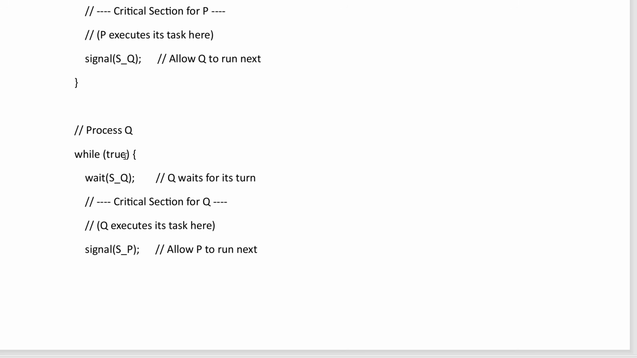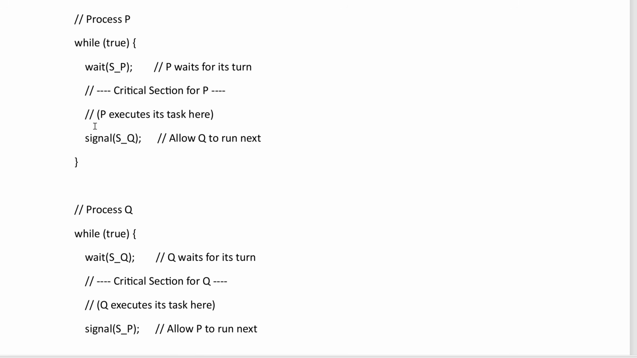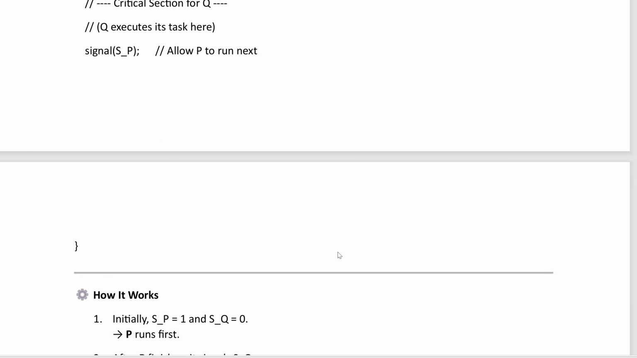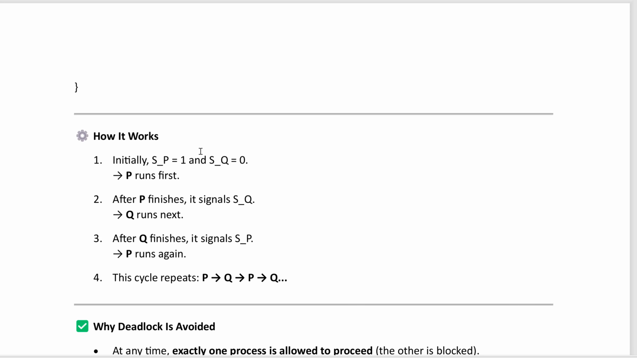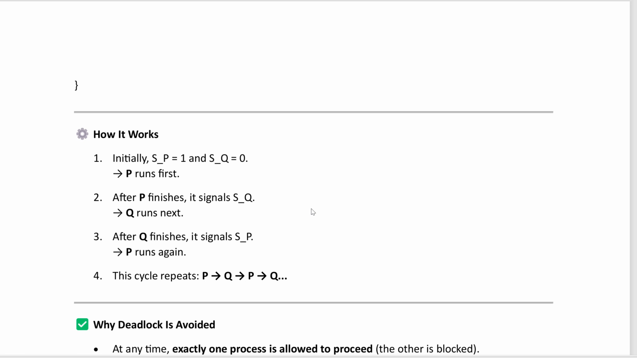Similarly for process Q, vice versa. Earlier P was waiting for its turn, now Q will be waiting for its turn. After waiting, Q will enter its critical section and get it executed completely. Then signal S_P. It will now allow P to run next, right? So this is the solution. Simple as that. This is the alternation. This cycle repeats: first P executes, then Q, then P, then Q.